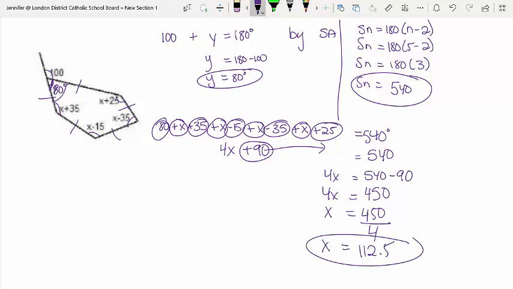The question only asked us to figure out what x and y was, but if the question then said what are all of the interior angles, all you'd do is you would do what we did in the last question. You'd plug x into each one of these equations and you would find the value of each interior angle.